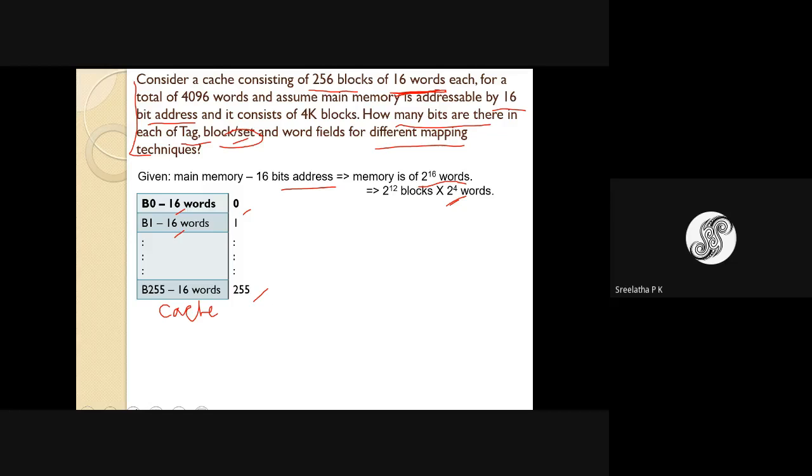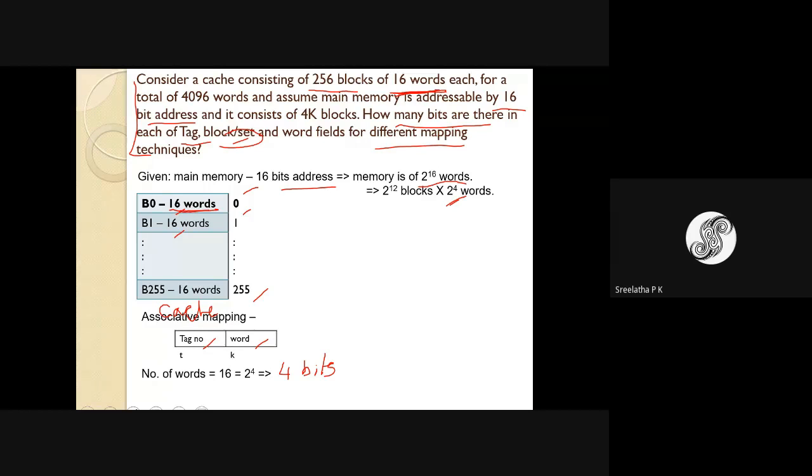Now the question which is asked is for associative mapping. Associative mapping consists of 2 fields, word and tag number. All of you know how to calculate the number of bits for the word. How many words are there in each block? It is shown here, there are 16 words. 16 is 2 power 4, so 4 bits are required to represent the words.